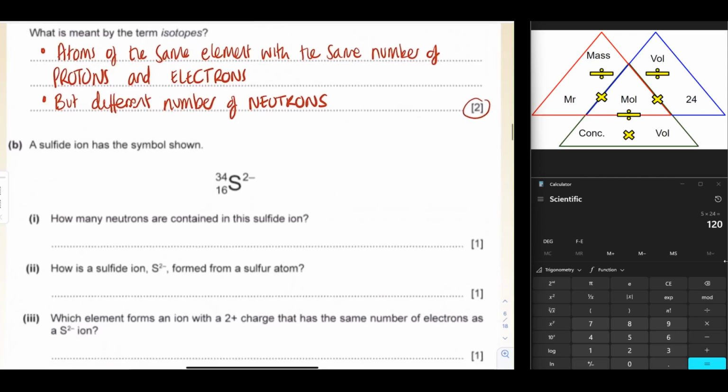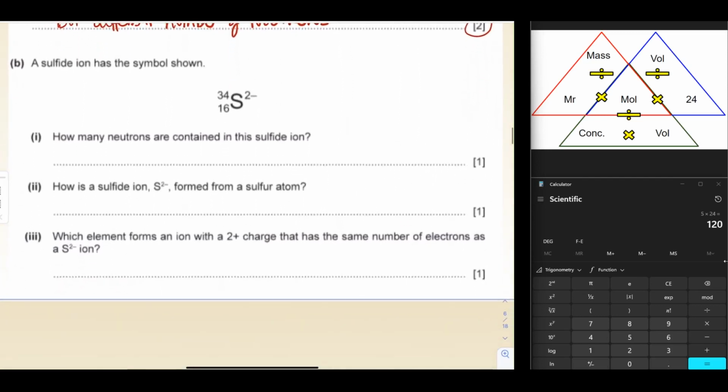2 marks. A sulfide ion has the symbol shown. This is harping back to what we learned in the first modules, in module 3. So we've got 34 as the mass number. That tells us the number of protons plus neutrons. We've got 16 as the atomic number. That tells us just the number of protons. In an atom, it also tells us the number of electrons, but this isn't an atom. We know it's not an atom because it's got a 2 minus charge.